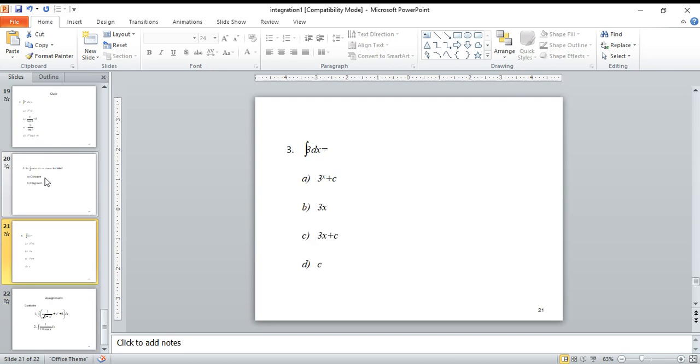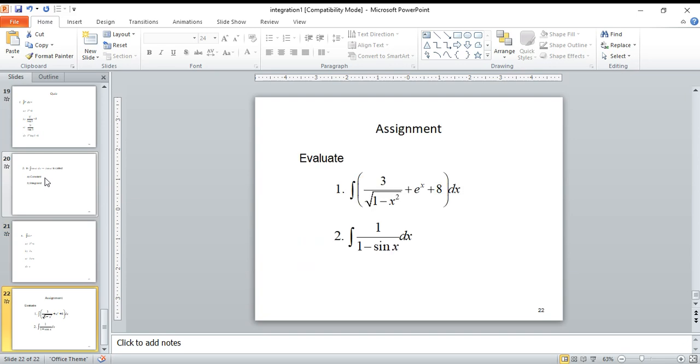Next, integration of 3 dx. Here 3 is the constant term. 3 into dx, that is 3 into 1 dx. Integration of 1 dx is x, so we get x plus c. So 3 into x plus c. C is the correct answer.